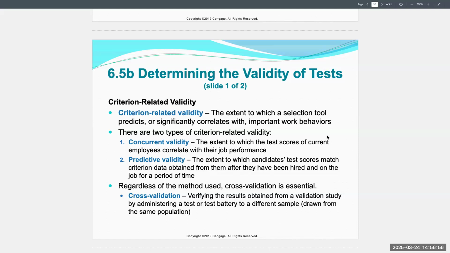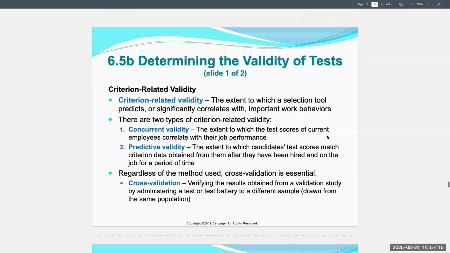Concurrent validity looks at whether current employees' test scores align with their job performance. For example, if a high-performing employee scores higher on a reasoning test, that might be useful for selecting future candidates. Predictive validity, on the other hand, is forward-looking, so it involves administering the test to applicants and then measuring their performance later on in the job.